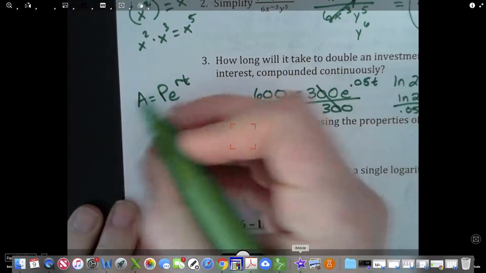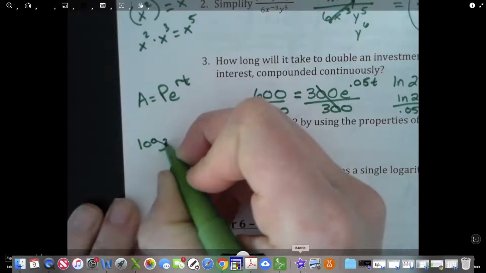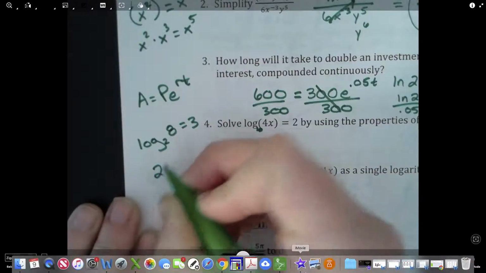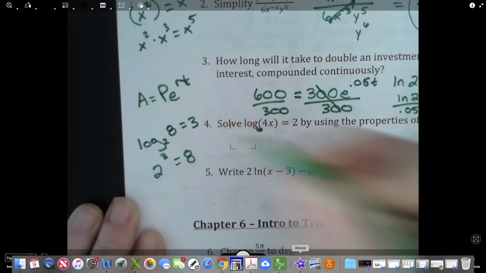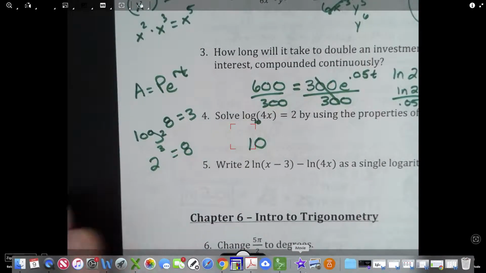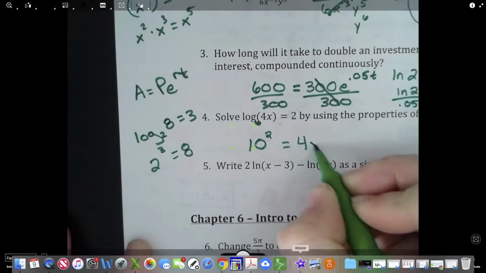I think about logs in terms of exponential functions. So like log base 2 of 8 equals 3. That written as an exponential function is 2 to the 3rd power equals 8, right? The first number stays in the same spot, the second number switches. So if you have a log on one side and not on the other, just switch it to an exponential function. So the base of this exponential function, the first number, stays in the same spot, that's 10. The second two numbers switch. 10 to the 2nd power, that's what Josh said, equals 4x, right?